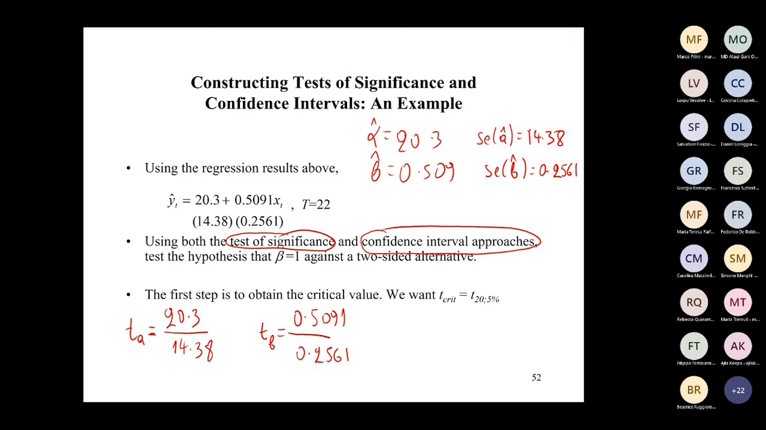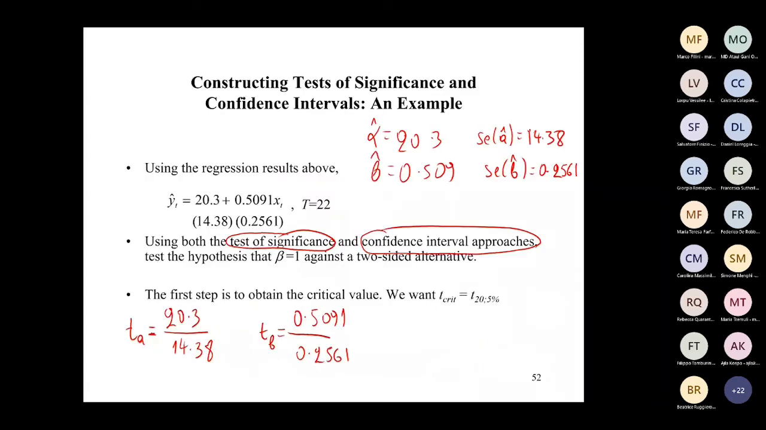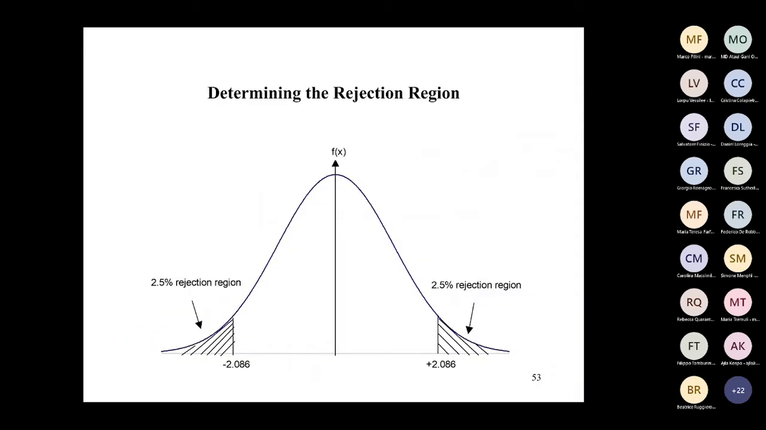Regarding the t-statistic for the coefficients, the critical values for this specific case are minus 2.086 and 2.086. Where do I get this number from? Well, this depends on the degrees of freedom. So these numbers here depend on the degrees of freedom.